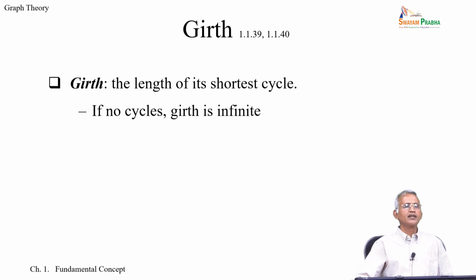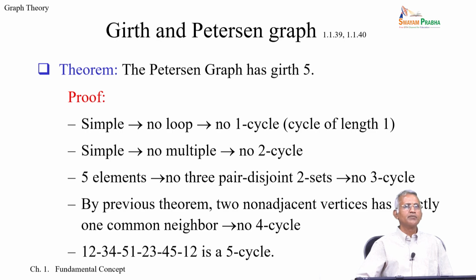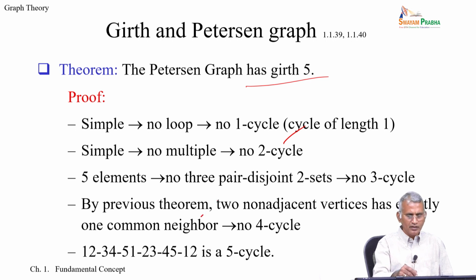Next, girth. Girth is the length of the shortest cycle. If there is no cycle, then the girth is infinite. Next, girth of the Petersen graph. The Petersen graph has girth 5. The proof: it is simple, so no loops, no cycle of length 1, and no multiple edges, so no 2-cycle. If you take the 5 elements, there are no 3 pairwise disjoint 2-sets, so no 3-cycles. According to the previous theorem, two non-adjacent vertices have exactly one common neighbor, so there are no 4-cycles. Therefore, 1, 2, 3, 4, 5, 1, 2, 3, 4, 5, 1, 2, a 5-cycle will come.